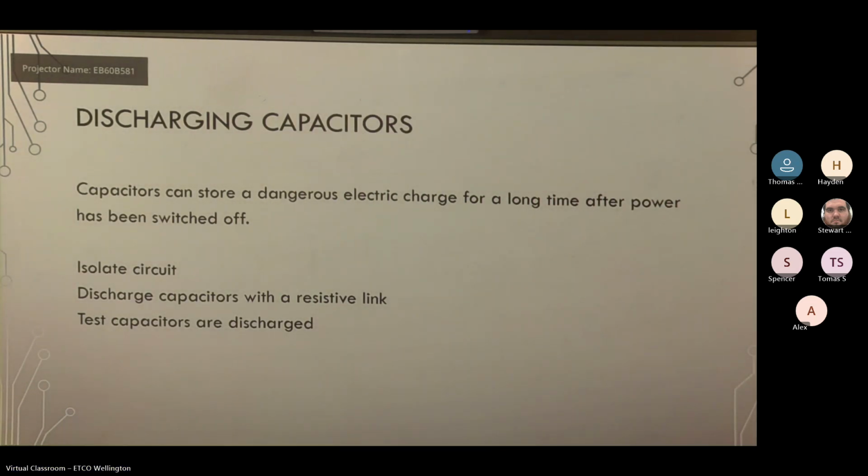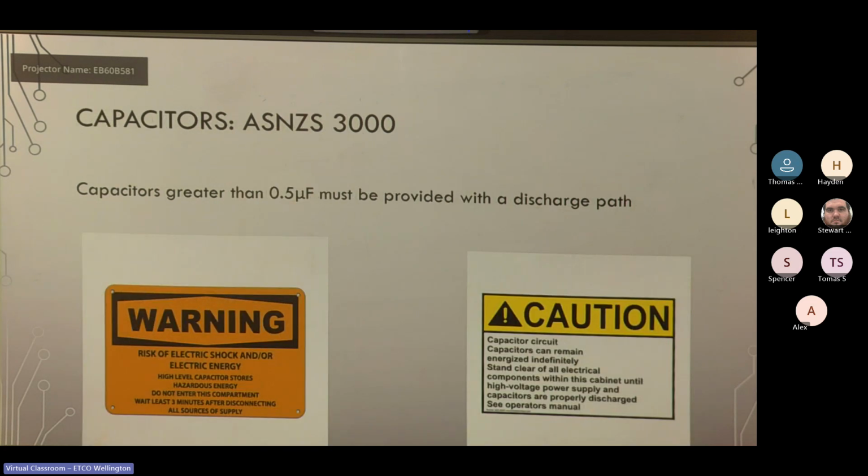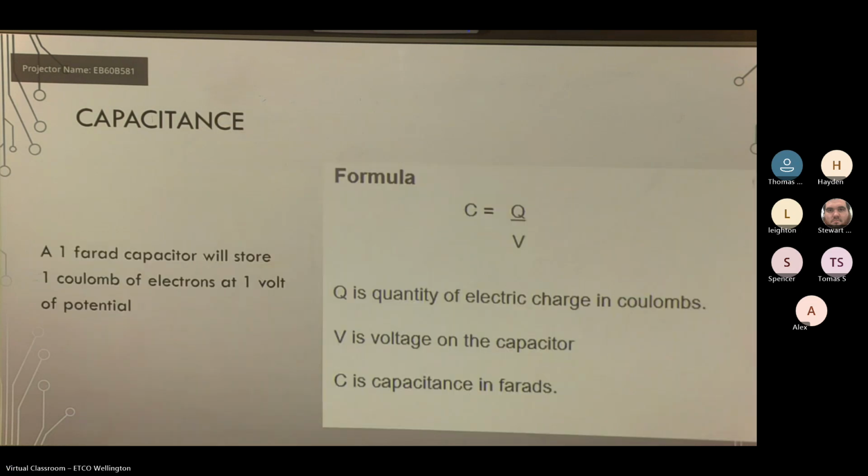So when you're discharging a capacitor, always make sure you use an adequately rated resistor. Sometimes that's literally just an iron bar across the terminals, because anything greater than 5 microfarads must be provided with a discharge path, and anything greater than 5 microfarads can have quite a high peak.